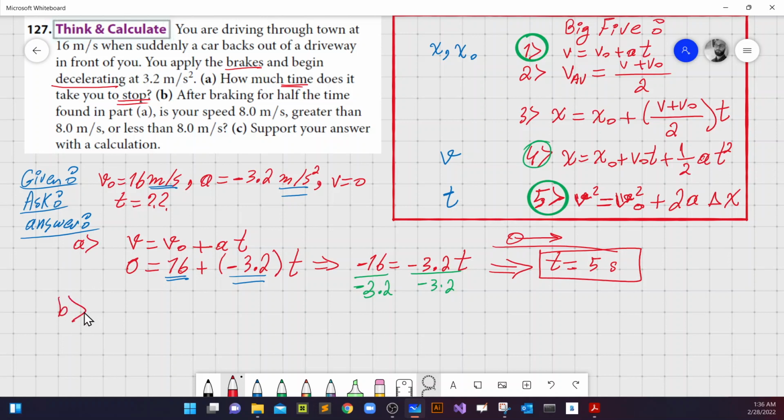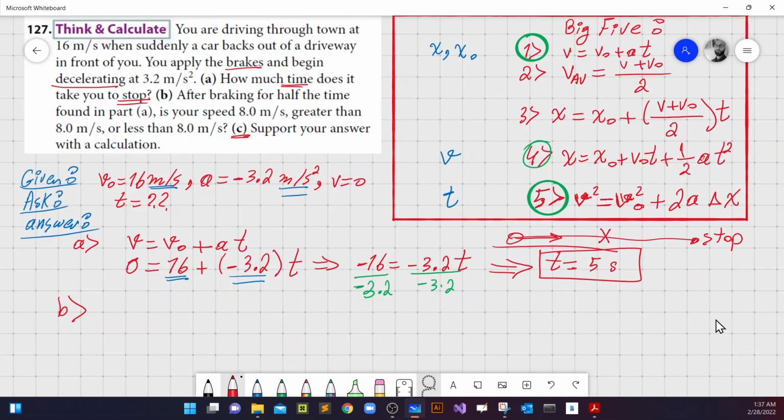Now we're going to solve part B. After braking for half the time found in part A, is your speed 8 meters per second, or greater than 8 meters per second, or less than 8 meters per second? Anyway, we know that we need 5 seconds in order to stop. The question is, at the halfway point, the velocity is not 0, but is it 8, or greater than 8, or less than 8?